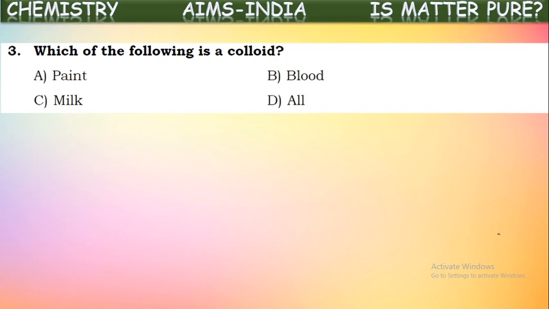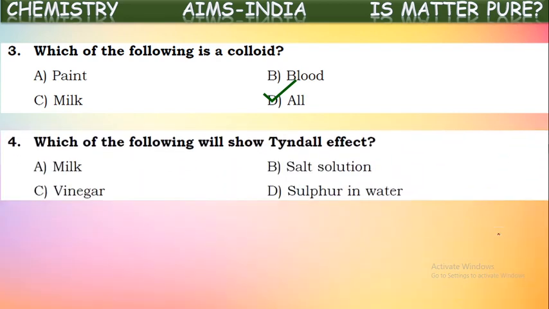Say paint, blood, milk, these all will come under colloids. These all are colloidal solutions. Which of the following will show Tyndall effect? What is the Tyndall effect? When a light is passed through a solution, then the particles present in the solution will scatter the light. So that seems like glowing. That property is called Tyndall effect.